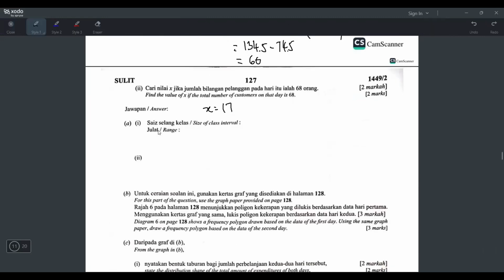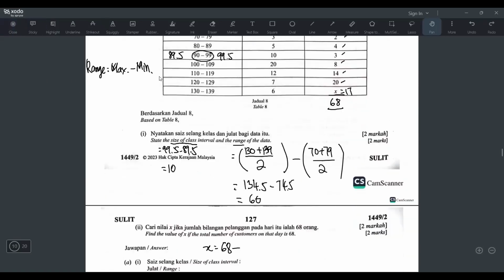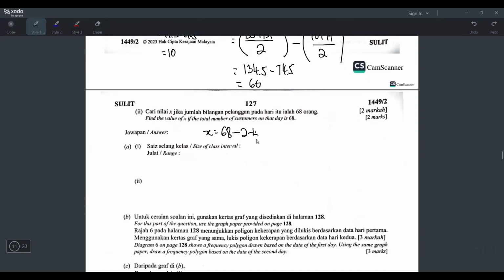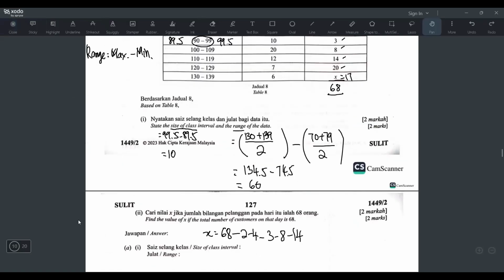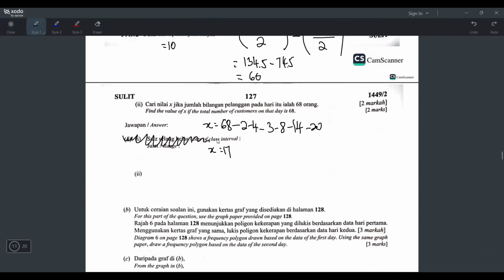Okay, that's all. But I think I should write the working, right? Because it's 2 marks, I better write the working. 68 minus 24, 38, 14. And then 20. And then X equals 17. Okay, so this is the answer.